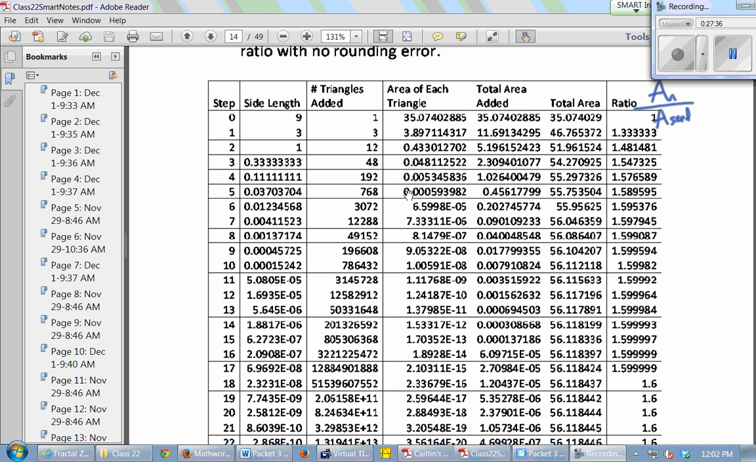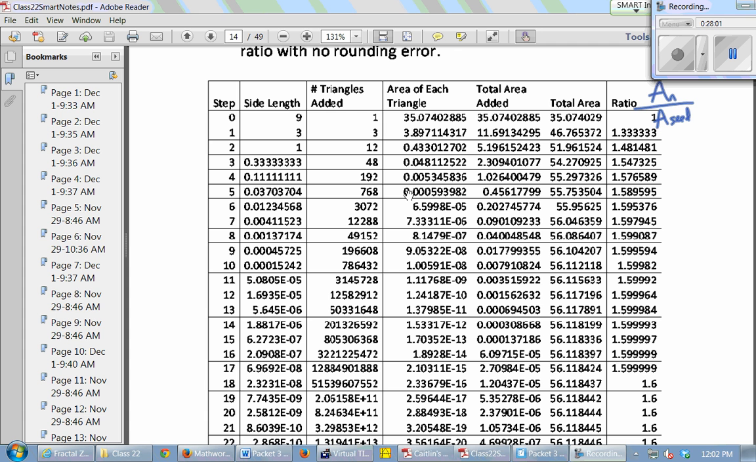Okay, so here's my Excel sheet. You can see that all the numbers we already had were in it. The number that we just calculated was step 2, side length 1, number of triangles 12. It's got the 0.433, 5.19, and it's got 51.96 as the total area. So I programmed the Excel spreadsheet to do all the calculations that we were just doing by hand.